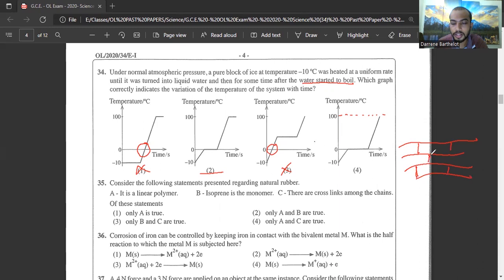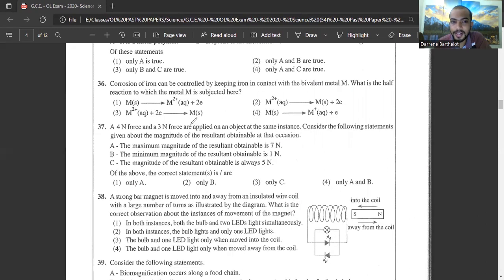So these are the crosslinks made by sulfur. To get that, you have to heat normal natural rubber with sulfur, right? They are asking regarding natural rubber, so that's a wrong statement. There are no crosslinks in natural rubber. So the answer should be A and B. Answer number 2.